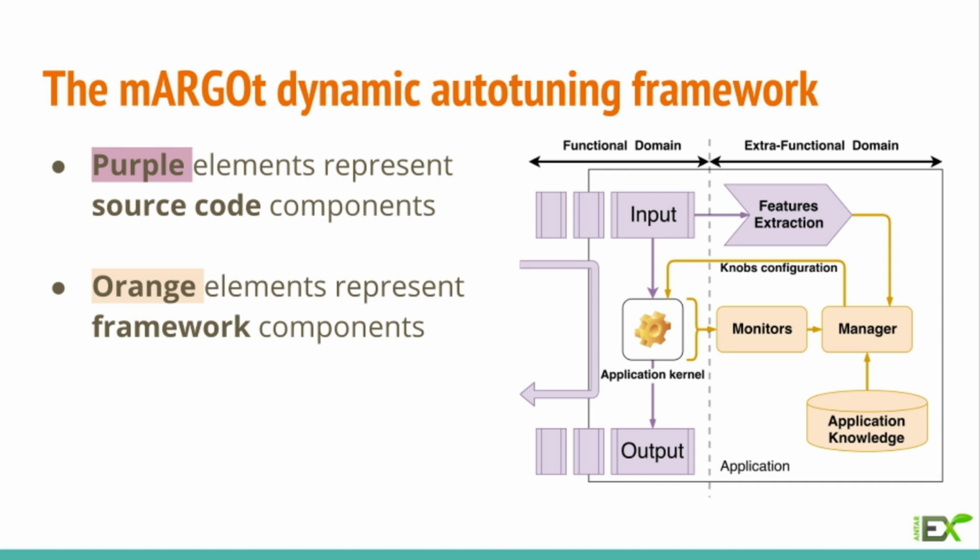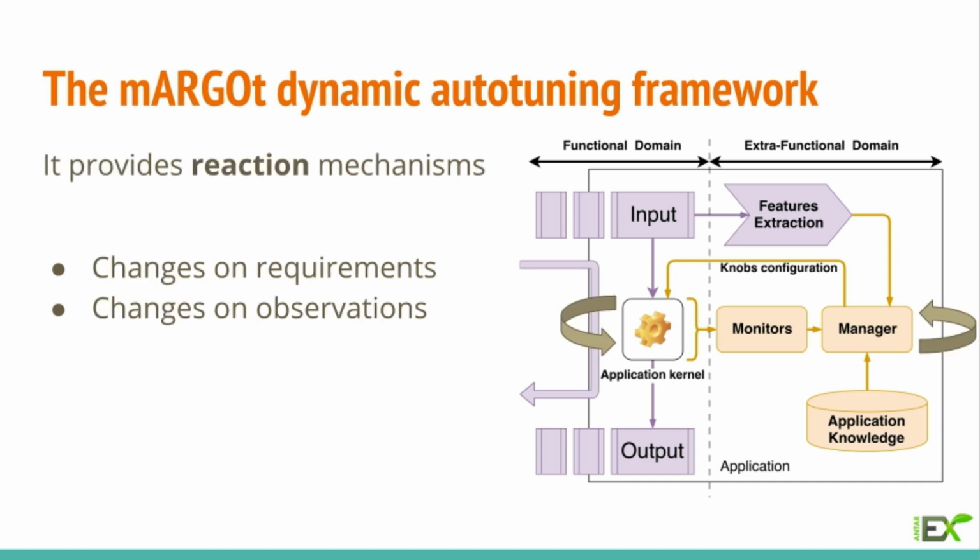If we focus on the extra-functional domain, the core of mARGOt is the manager, which continuously provides to the application the most suitable software knobs configuration, by using application knowledge to drive the selection process. The first adaptation mechanism is reactive, which means that mARGOt might change the most suitable configuration to react on changes of both the application requirements and of the behavior observed by runtime monitors.